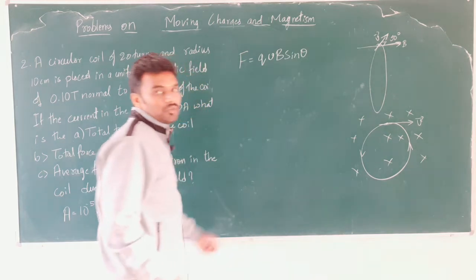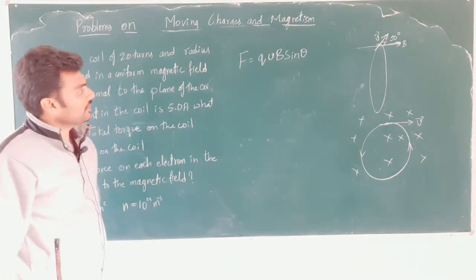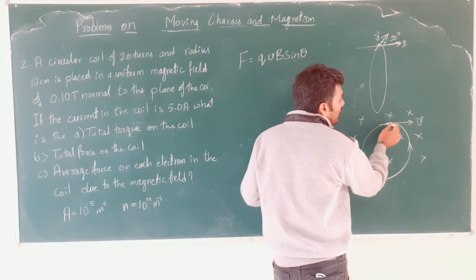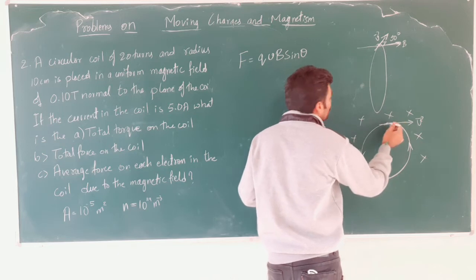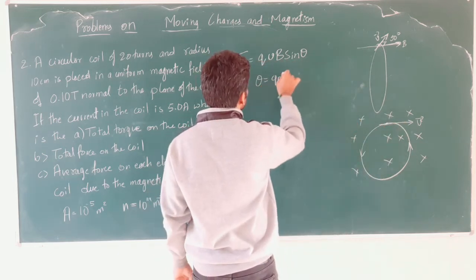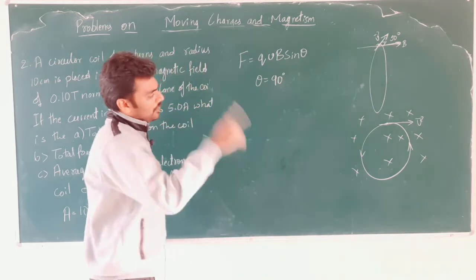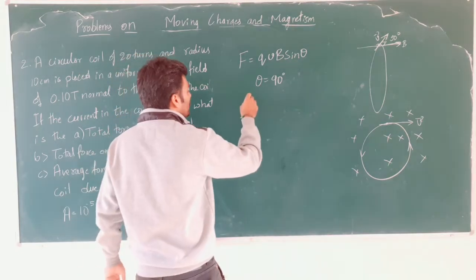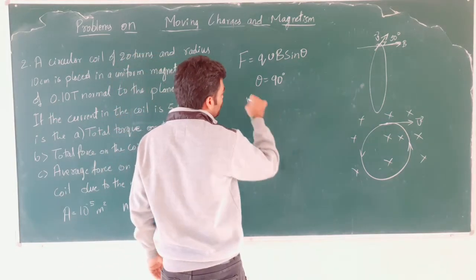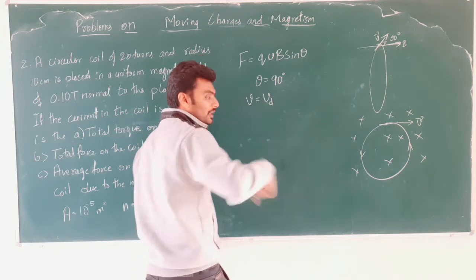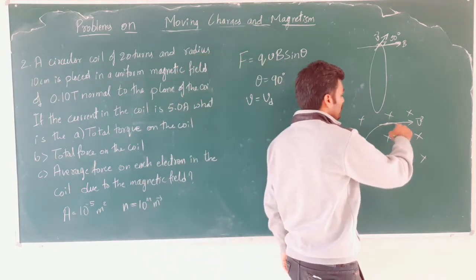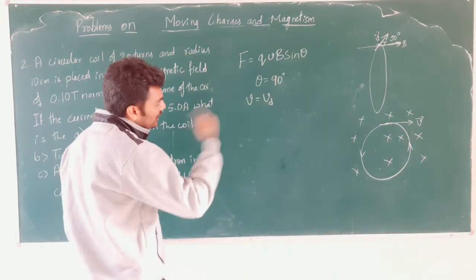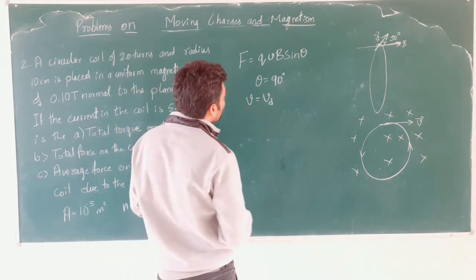Force experienced by any moving charge in the external magnetic field is F = QVB sin theta. Now for this particular case, what is theta equal to? Look at this, B is into the board, V is like this, so theta is equal to 90 degrees. And since it is electrons which are moving, which constitute the current, V, the velocity of the charge, is nothing but the drift velocity of the electrons. Because drift velocity is the velocity with which all the electrons will be drifting in the given coil. So V is equal to Vd, right?